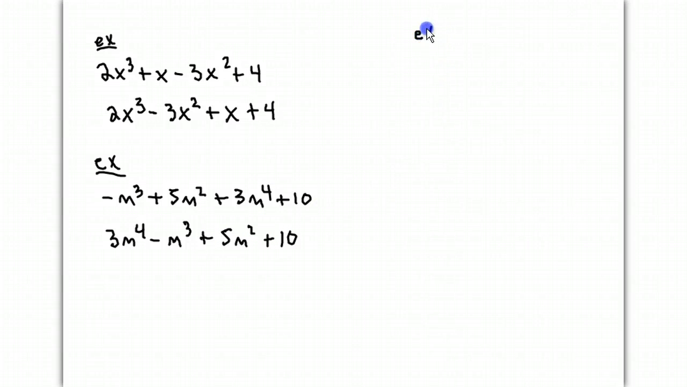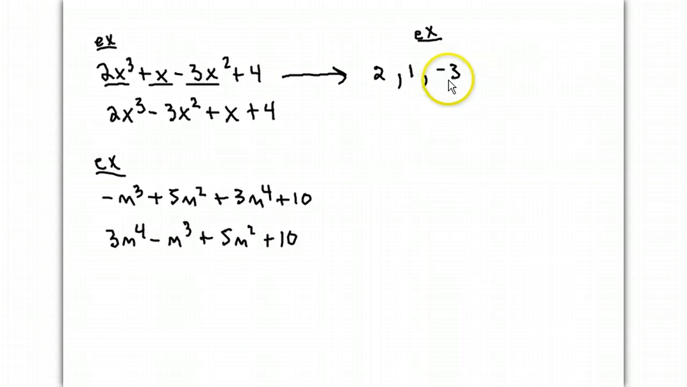Let's say you want to list the coefficients of each term of the polynomial. So let's say, for example, looking at this polynomial, the coefficient of the 2x to the third power is 2. The coefficient of x is 1, because that's the number attached to it. The coefficient of negative 3x squared would be negative 3, and then the constant will just be 4.